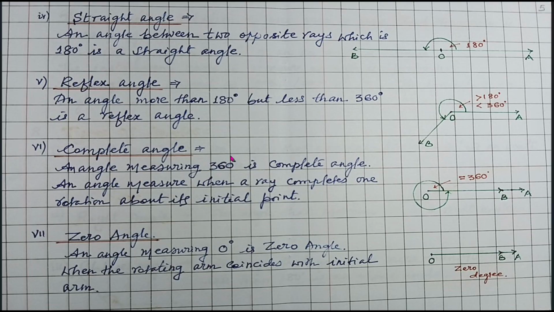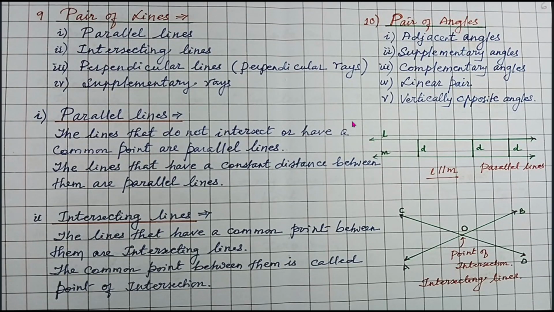Then complete angle is an angle the measure of which is 360 degrees. So if I start from OA and rotate it and come back and coincide with the OA, that is OB coincides with OA, so the total angle is 360 degrees and that is called a complete angle. An angle the measure of which is 0 degrees is called a zero angle. The rotating arm does not rotate at all, OB and OA are coinciding. There is no rotation of any of the arms and therefore the angle measured is 0 degrees here.